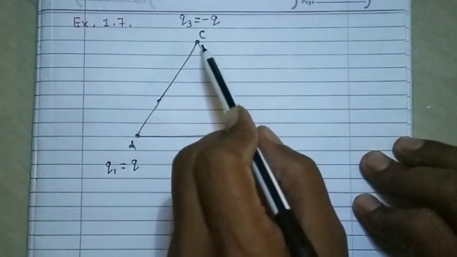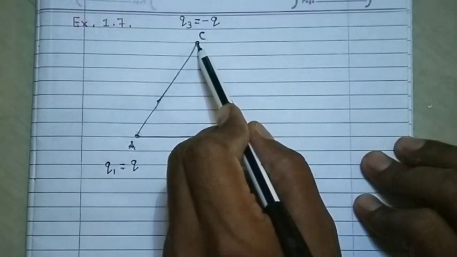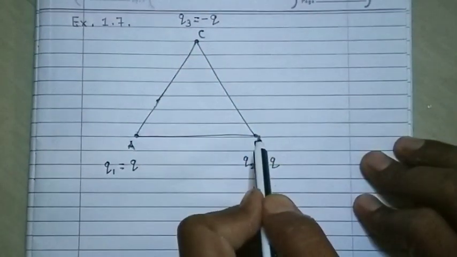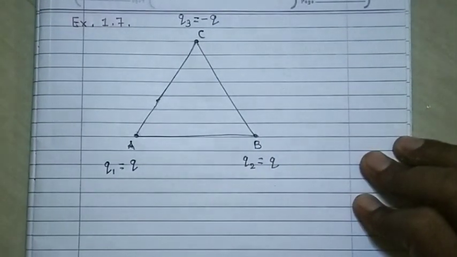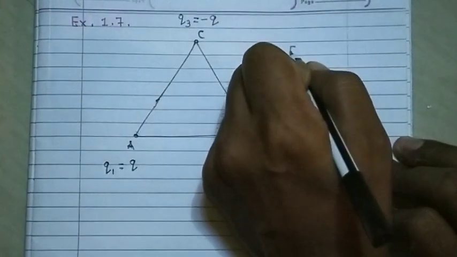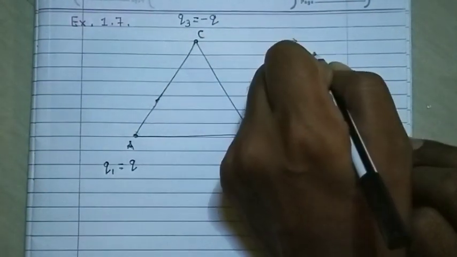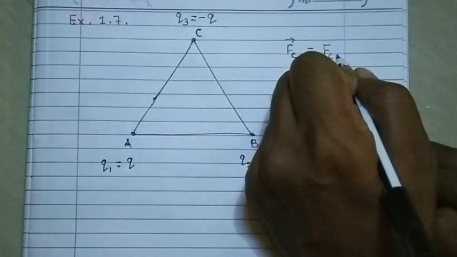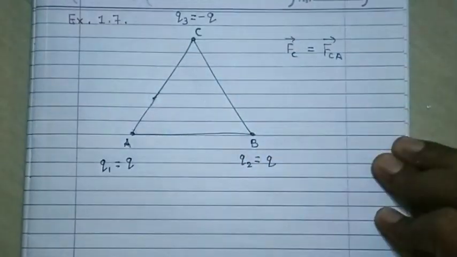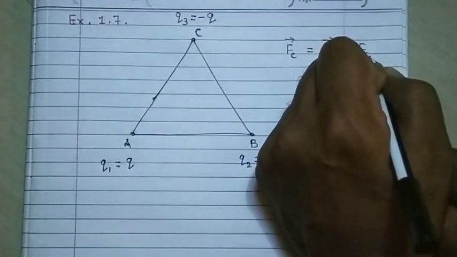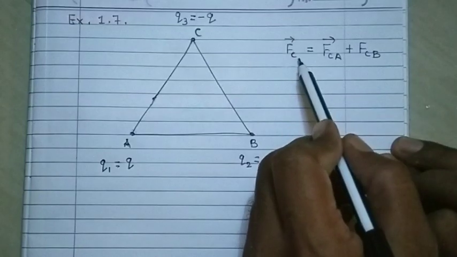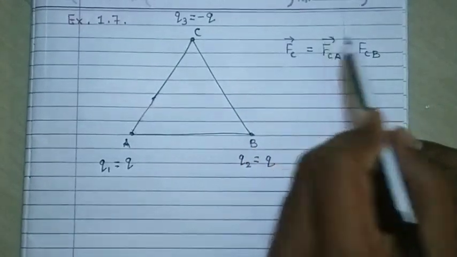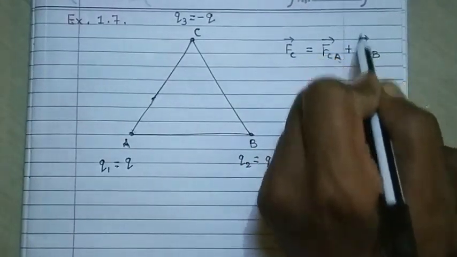So we know that on this charge which is at point C, the force will act due to the charge at point A as well as the charge at point B. So we can write here the force on the charge at point C is due to A as well as due to B. So the resultant force is due to A as well as due to B. This is a vector addition.